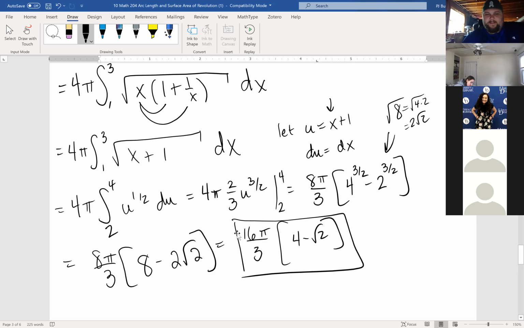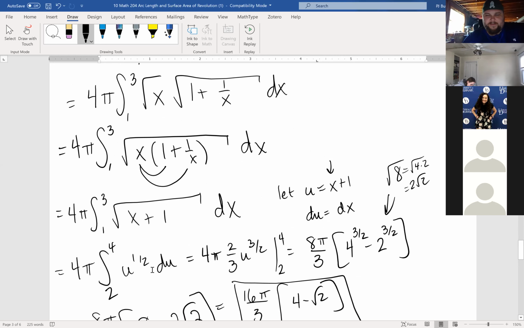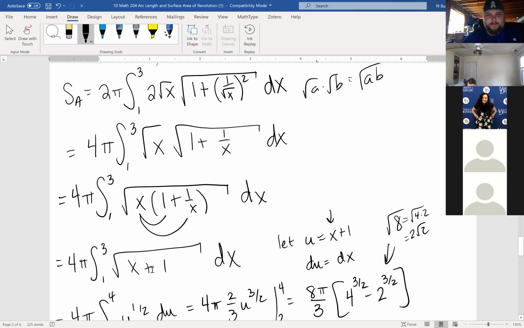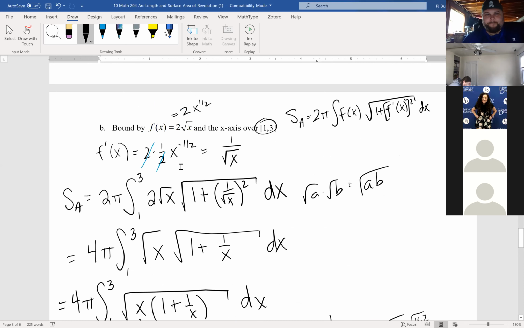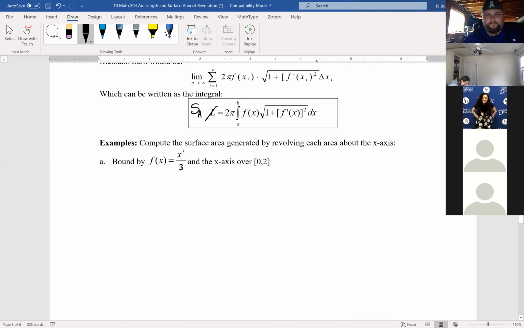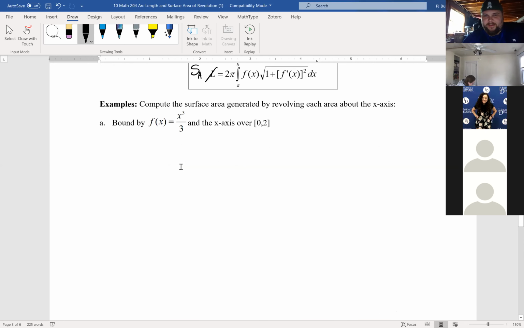So again, I think the hardest part of these problems realistically is a lot of the arithmetic and substitution. Calculus, not too bad. And the setup isn't too bad because you just got to follow the formula. Would you guys like to try the rest of these problems? Or do you need to see another surface area problem?